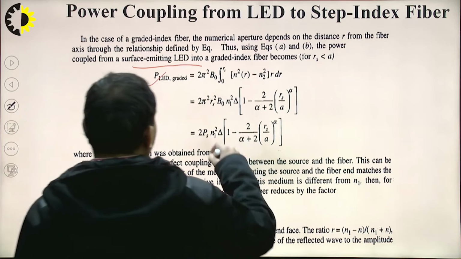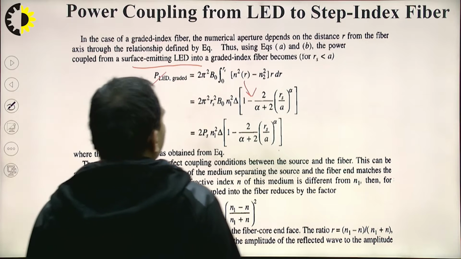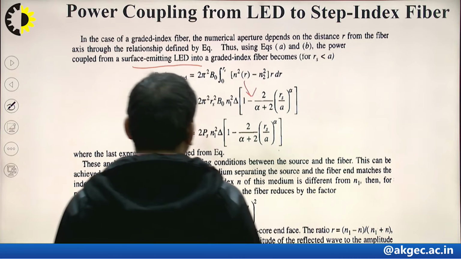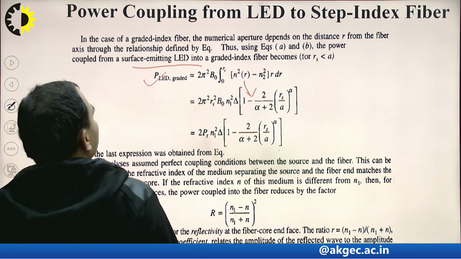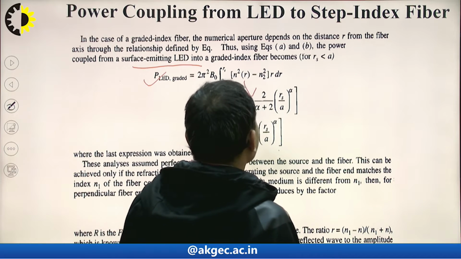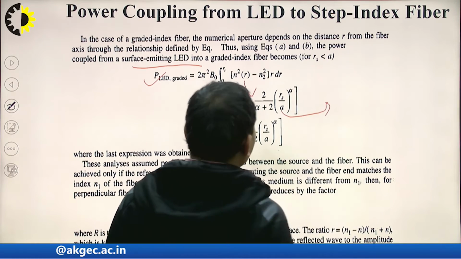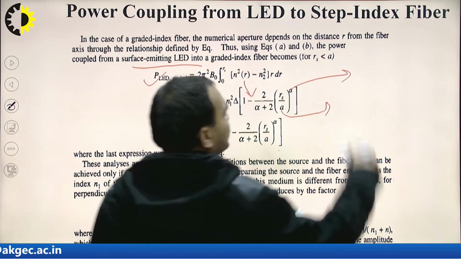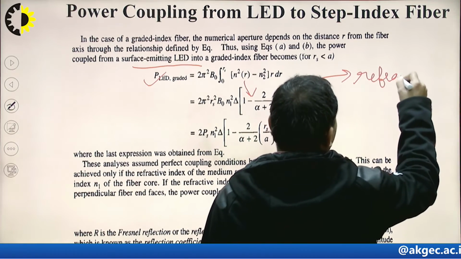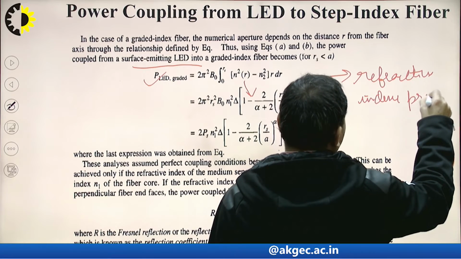So further simplifying this expression, so we know the relation, and this is given by, for the graded index fiber, we have the parameter alpha. So it is given by 2 pi square RS square B naught n1 square delta 1 minus 2 by alpha plus 2 RS by the radius of the core A raised to power alpha. So alpha is the refractive index profile parameter.